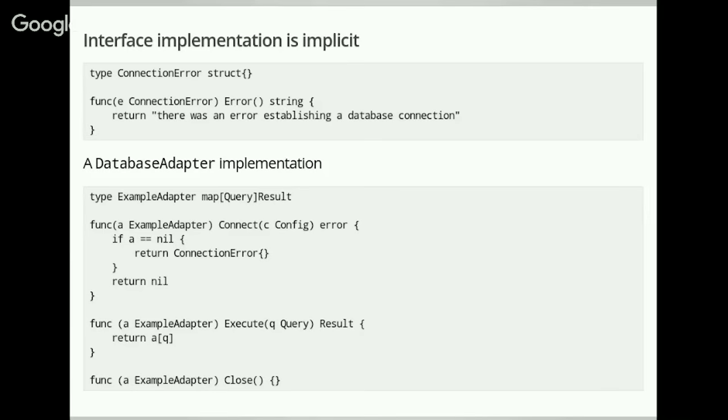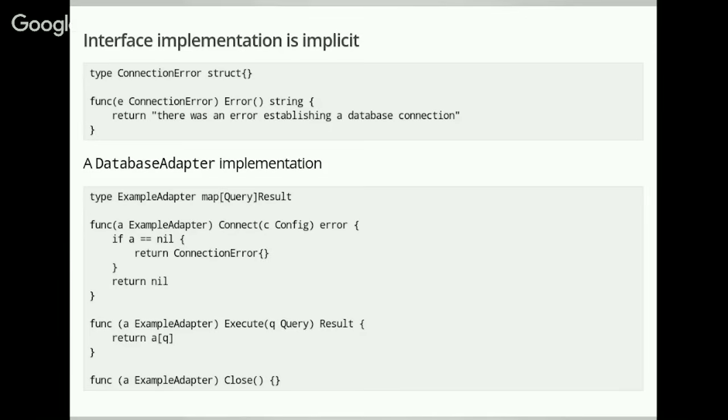It returns an error. And then we implement the database adapter. In this example, we are implementing the database adapter through a map, so a hash table in memory. A hash table from queries to results, which kind of makes sense because we have this execute method, which takes in a query and has to return a result. So we can do it by just mapping it.